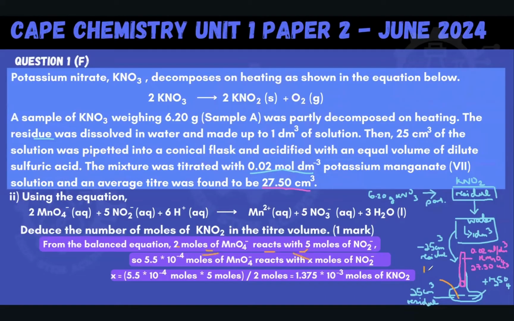We had 1.375 times 10 to the minus 3 moles of KNO2. So that's how much was in there. And again, we found that out by correlating how much MnO4 was used, using the stoichiometry to connect everything here. Okay, and so that's our number for how much KNO2 was in there.